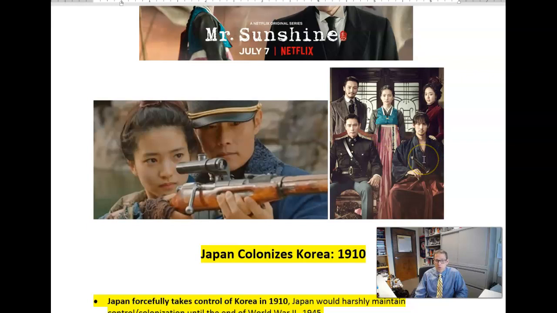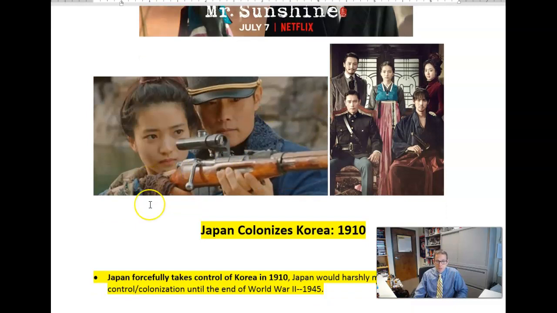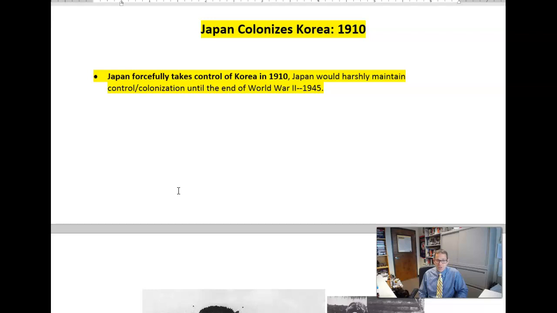This guy right here is dressed as a samurai. That's also historically pretty accurate, because the Japanese power and influence in Korea, ultimately into colonization, is also taking place as well. That took place in 1910 when Japan formally colonizes the Korean Peninsula. And Japan colonized Korea from 1910 all the way to the end of World War II in 1945.